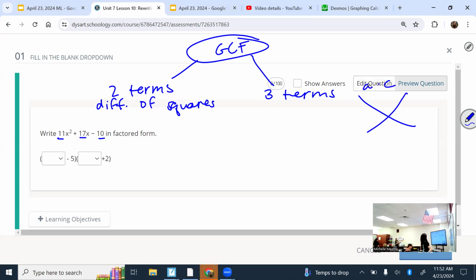diamond method, or there are other names for it, but some variation of this, where you are multiplying the number in the A position by the number in the C position. What's 11 times negative 10? Good. And my B is what? I'm looking for 2 numbers that multiply to negative 110 and add to 17. Now I'm just making a list until I can figure it out.